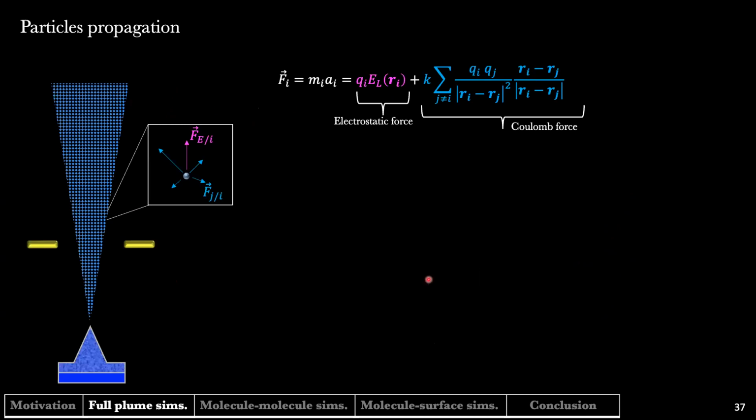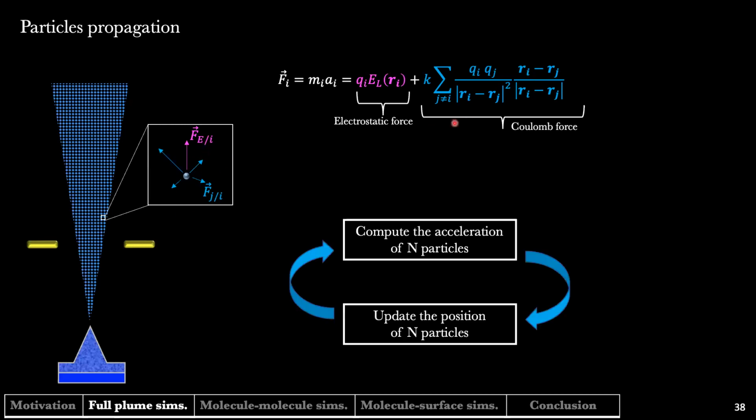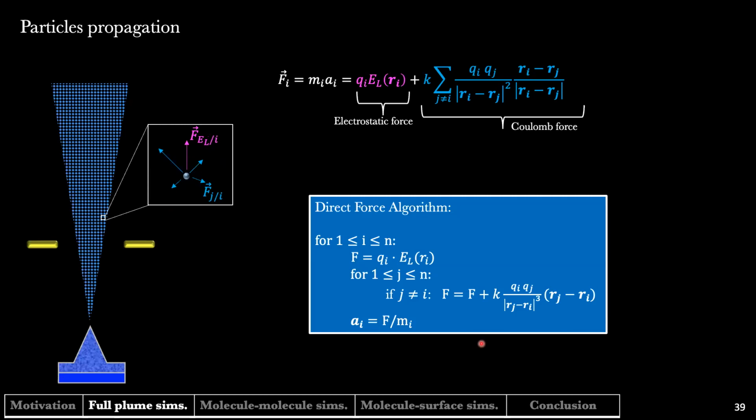And then we need an algorithm to propagate the particles. And each particle in the system is subject to two forces. First, there is the electrostatic force that is due to the external electric field. And then there is the Coulomb force that is due to the interaction between the particles. So we need an algorithm to compute the acceleration of the n particles, and then an algorithm to update the position of the n particles. So to compute the acceleration, we just use a direct force algorithm where we sum up all these different forces plus the electrostatic force, and then we compute the acceleration.